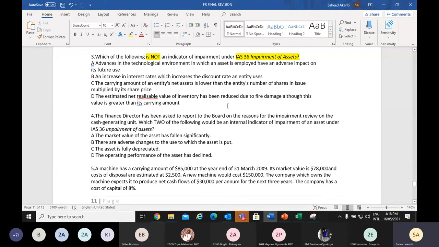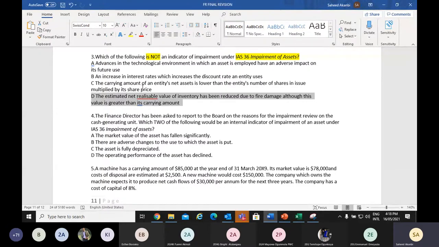Wait. Listen to the question very well. Which of the following is not an indicator of impairment under IAS 36? An advance in technological environment is an indicator, I told you. An increase in interest rate is an indicator, I told you. The carrying amount of an entity's net assets is lower. No, it's not lower, it is higher. When it is higher, it becomes an indicator. When it is lower, it's not an indicator. And for D, IAS 36 does not apply to D. For A, B, C, IAS 36 applies, but C in this case is not correct.